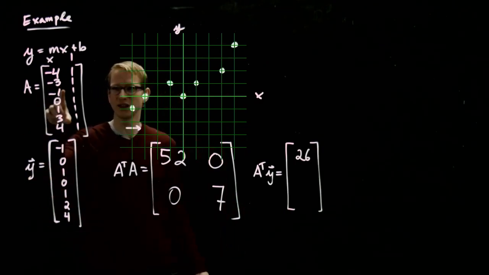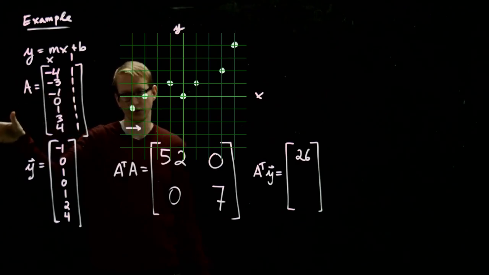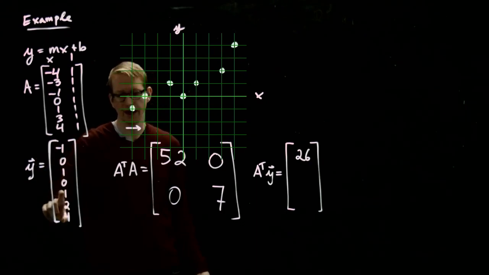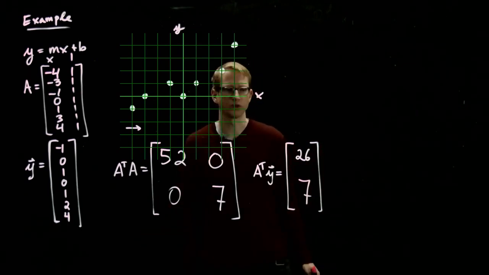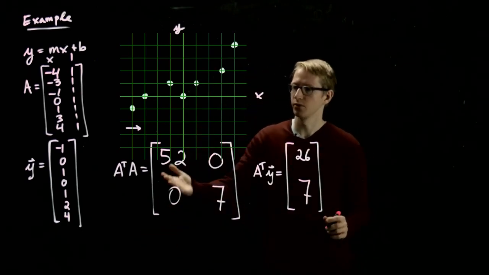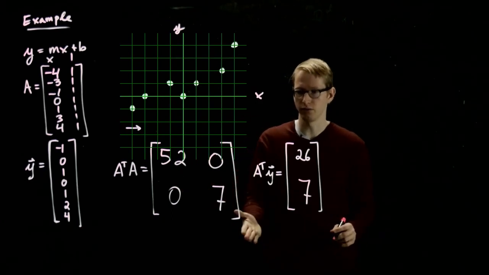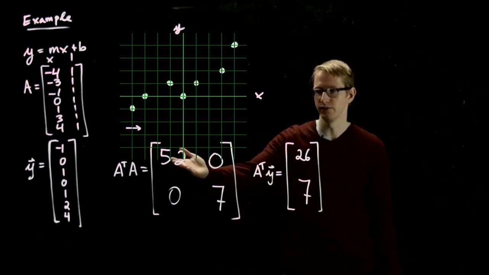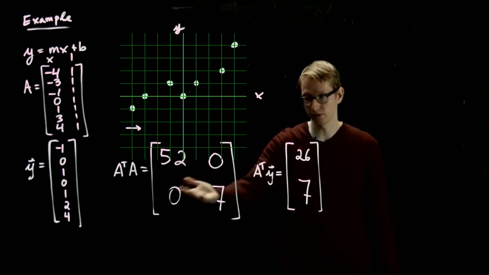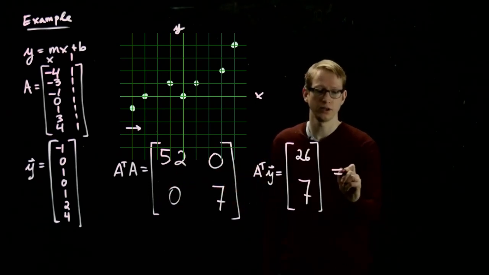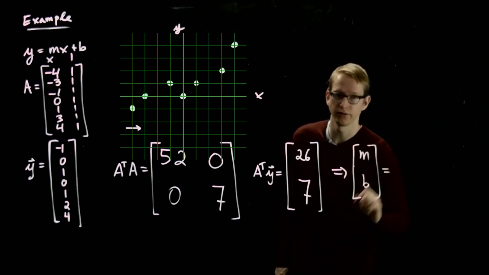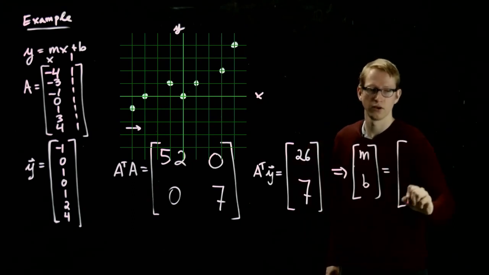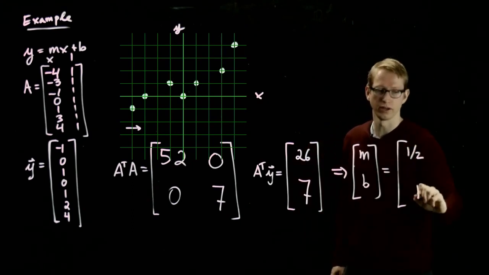So then, if we take the second row of A transpose, which is this column of 1's, and we dot it with this, these cancel, these add, so we get 7. Now solving this system is pretty straightforward. This is 52, 0, 0, 7 on one side, 26, 7. We just have to divide the first row by 52, the second row by 7, and we immediately arrive at the vector m, b. Our vector of unknowns is 1/2 and 1.